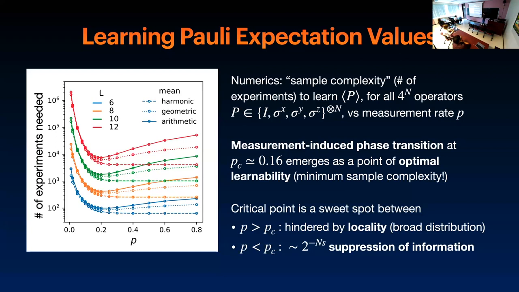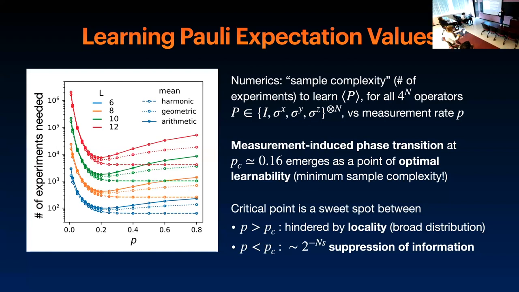So this is a big ensemble. I'm going to show only some averages, the mean, the harmonic mean, different kinds of properties of this ensemble, and we can see a few things at a glance. First of all, the measurement space transition, which is very well studied in this model, happens at about 16%, here. That corresponds to an optimum learnability, where the number of experiments needed is a local minimum.